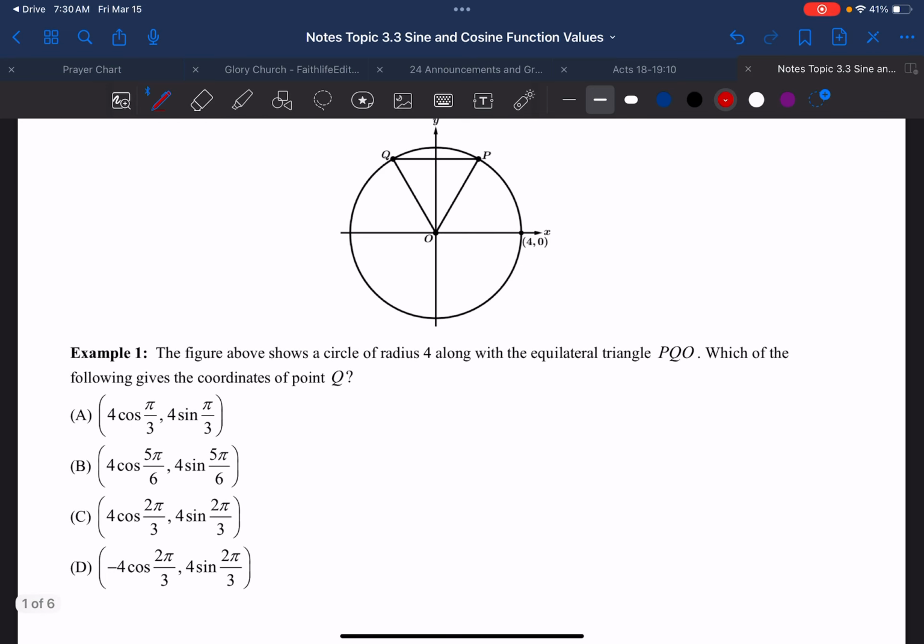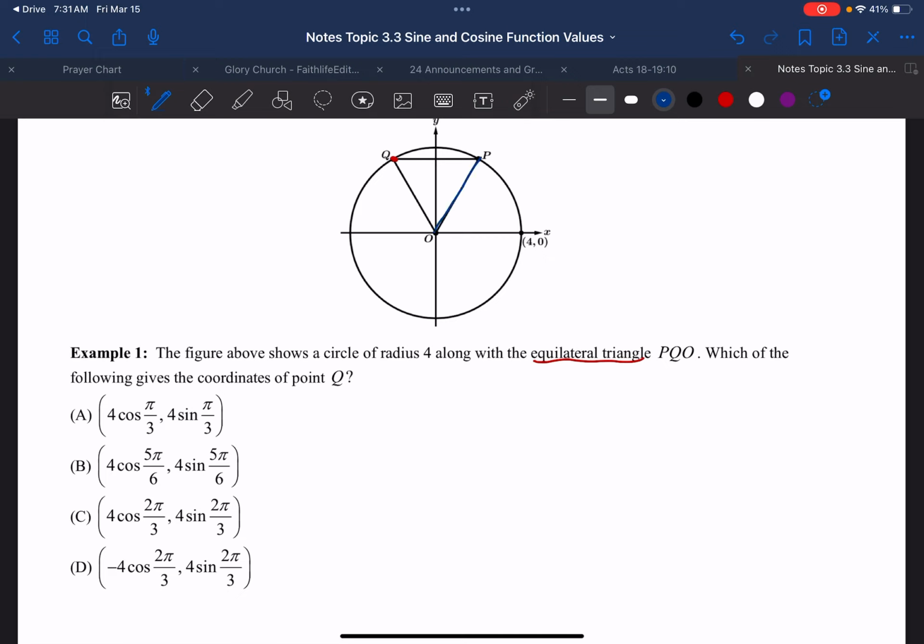So, example 1, the figure shows a circle of radius 4 with an equilateral triangle. That's important. PQO, which of the following gives the full coordinates of point Q? So I'm looking at point Q, and look at how they broke this apart. They said this equilateral triangle, so all the angles are going to be 60 degrees, but we're not working with degrees. We don't use that. But we can think of these angles in terms of stuff that we already know.